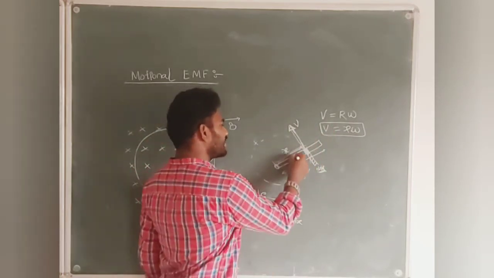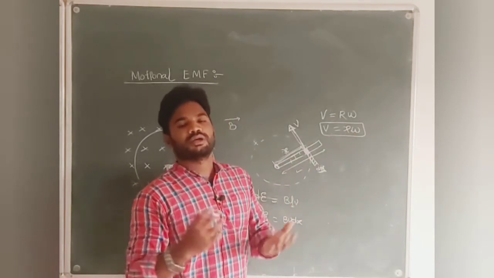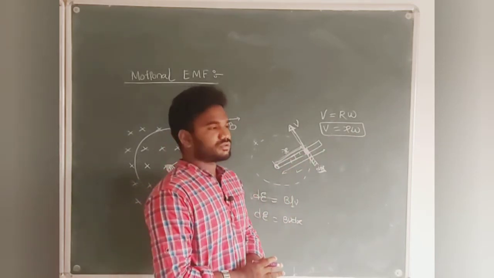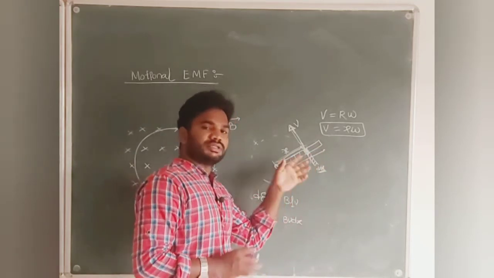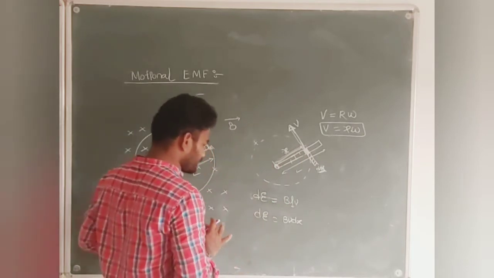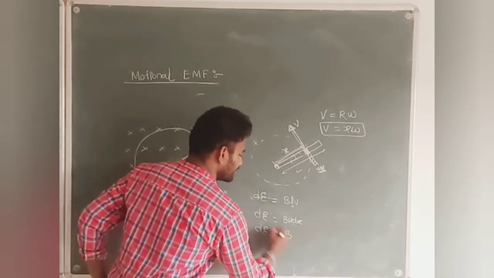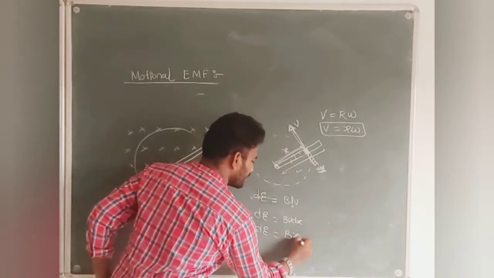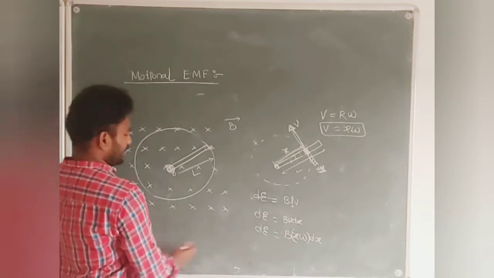See, wherever you take, omega is constant. In circular motion, omega is constant, students. Why? Because omega means angle change. Wherever on the rod you take a point, omega is the same. Try to catch my point. So dE is equal to B, same, V which is x omega, into dx, students. Any doubts up to here?